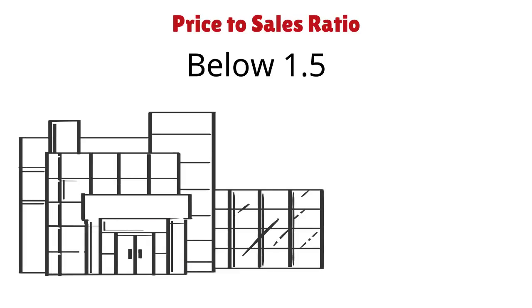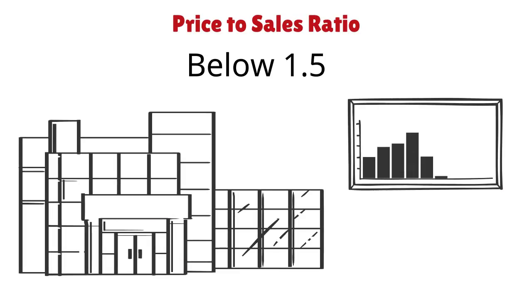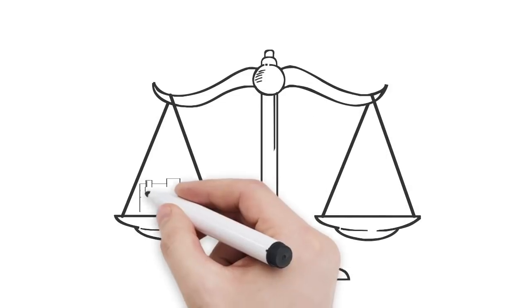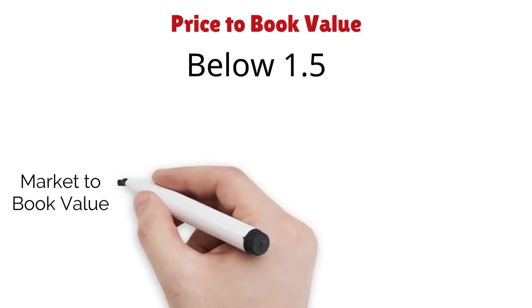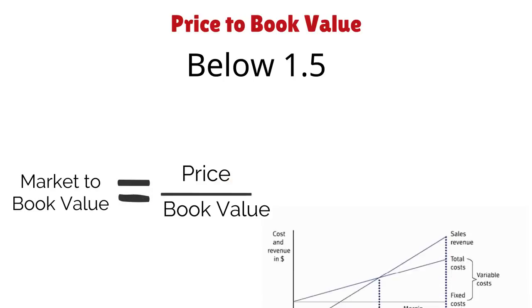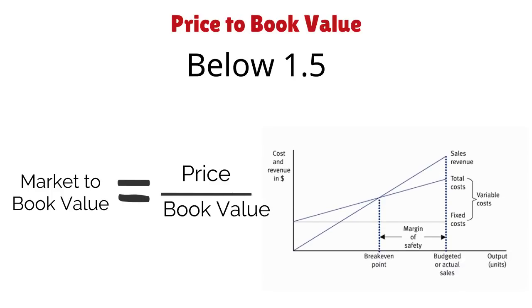2. Price to sales ratio, below 1.5. This is a simple ratio for valuing a company and measures the value placed on sales by the market. It's particularly useful when comparing firms in the same industry. 3. Price to book value, below 1.5. Sometimes referred to as the market to book value, it's the price divided by the book value and can offer a margin of safety if it meets our criteria.